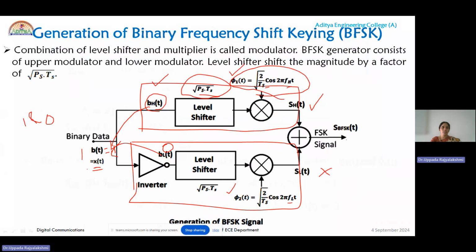Next, if you apply the data bit as 0, then BH of t is 0, and there is no output from SH of t at that instant. And BL of t will be 1, which is multiplied with root PSTS, and because here you are using the level shifter, this will raise the magnitude by root PS into TS, and that is multiplied by phi 2 of t to produce the output of the lower modulator, which is SL of t. And the overall FSK signal is a combination of SH of t and SL of t. It is SH of t plus SL of t.